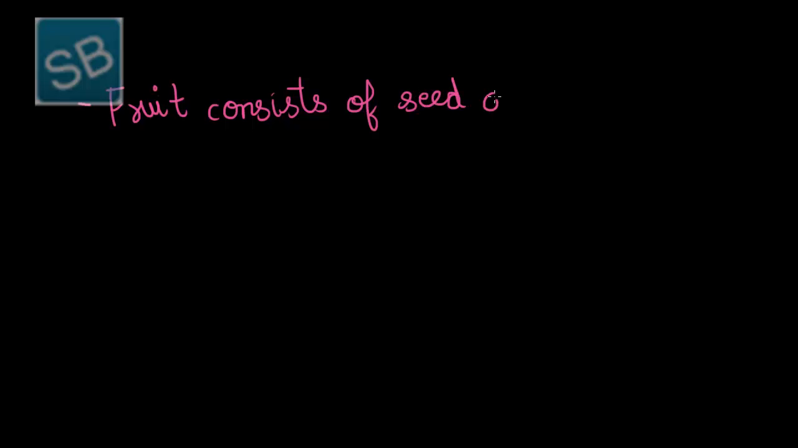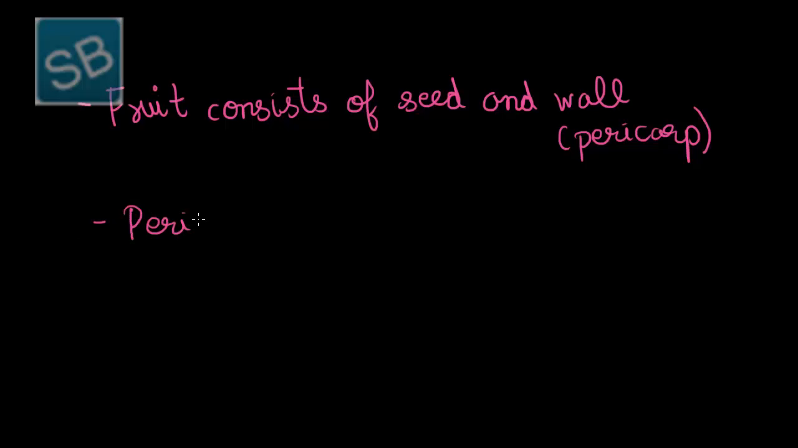Generally, a fruit consists of seed and wall, which is also known as pericarp. Thus, pericarps are the structure in a fruit that covers the seed. Now these pericarps can be either dry or fleshy.